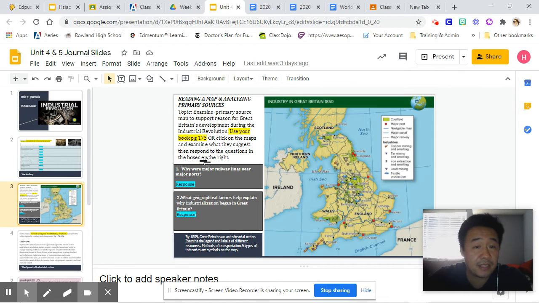Our second slide is on page 175 of your book, and it's about analyzing this map. The map is also in your book, but if you want to look at it here, you can enlarge it by clicking on it. Then you'll respond to the two questions about railways, ports, and the significance of why Great Britain was one of the first to start.